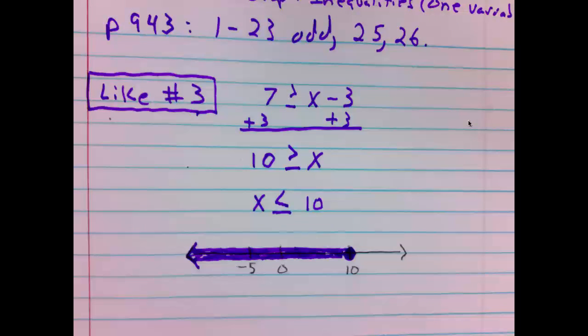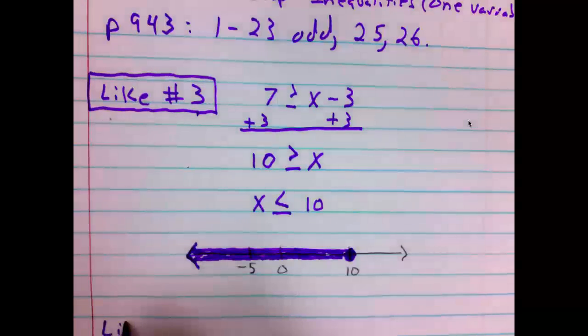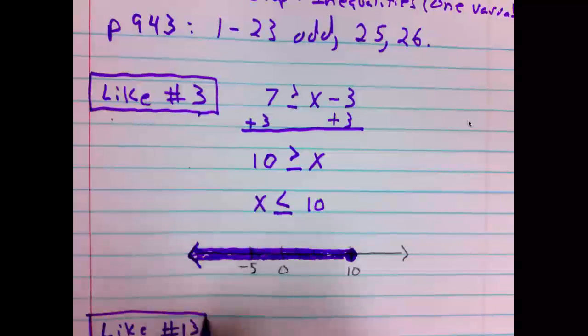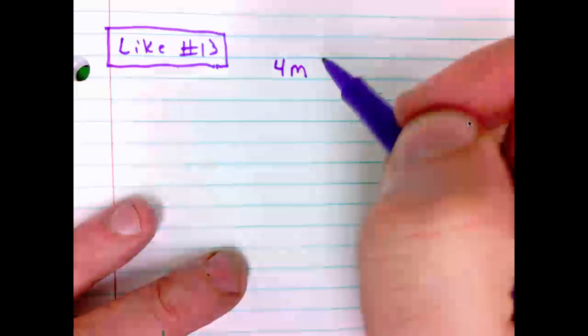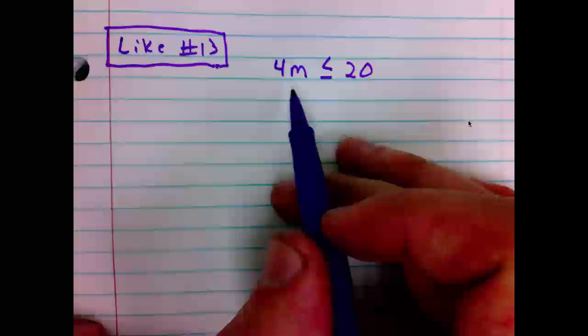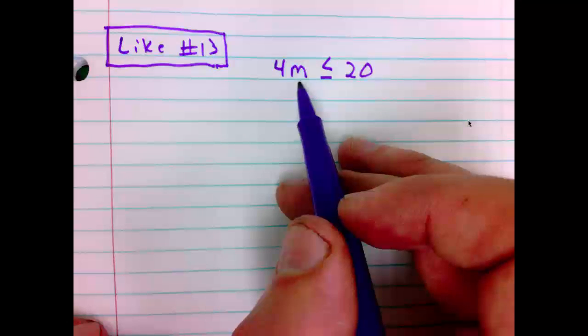All right, let's look at one like number 13. This is not 13, this is like 13. Once you see this, you should be able to perform number 13. 4m less than or equal to 20. The goal is to solve for m. That is, we want to get m by itself.